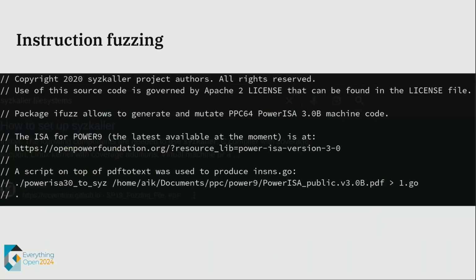Instruction fuzzing. I'm only going to talk about this briefly because I'm not overly familiar with this aspect of syzkaller. Full credit for all of the PowerPC instruction fuzzing work goes to my former colleague, Alexei Kardashevsky, who is smarter than me. The purpose of instruction fuzzing is that it generates and mutates sequences of machine code instructions, and it can use that to create programs that we can run.